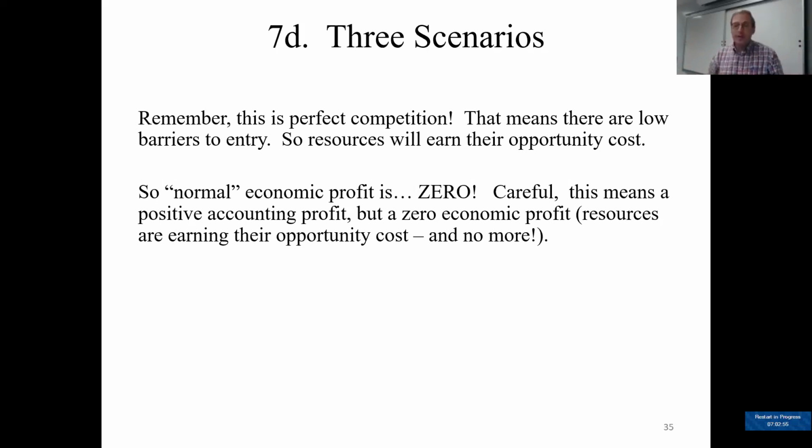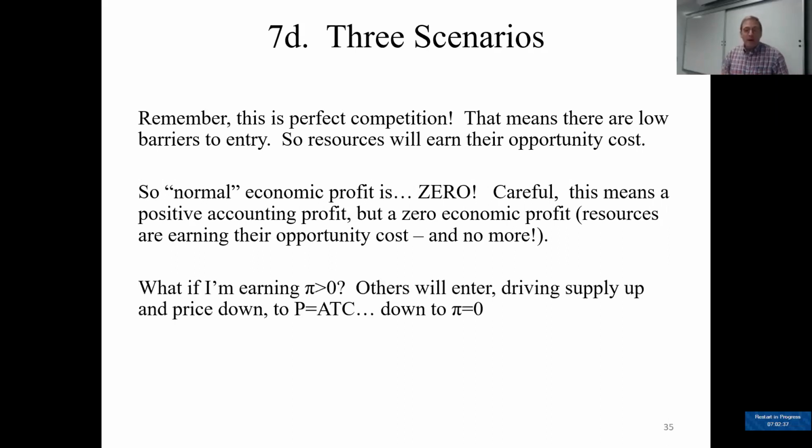Now, there are potentially two exceptions to this. The first one I just described. It's going to be relatively rare, but I might have an idea first. Before anybody else, I'm going to be the first one to produce kale. And I'm going to earn a profit temporarily in the short run until other people come in. So if I'm earning a positive profit, other people are going to come in, drive the supply up and the price down, as I just said, and eventually the price is going to be equal to the average total cost, which means zero economic profit. Eventually, the price is going to be driven down to the cost of production on average.